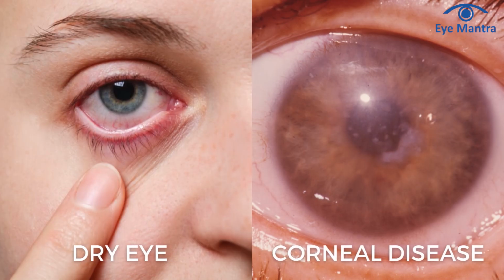Epithelial ingrowth occurs when epithelial cells begin to grow under the flap. This layer can form between the flap and the cornea, leading to vision distortion. In severe cases, flap repositioning surgery may be needed. This complication is more commonly seen in patients already suffering from dry eyes or corneal irregularities.